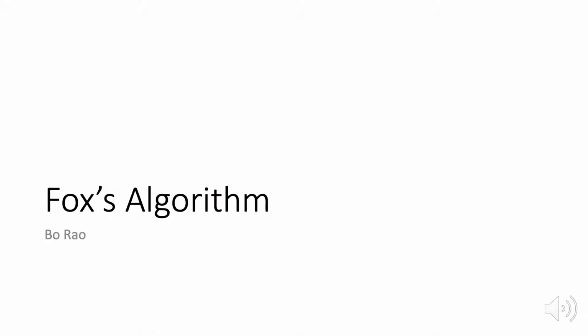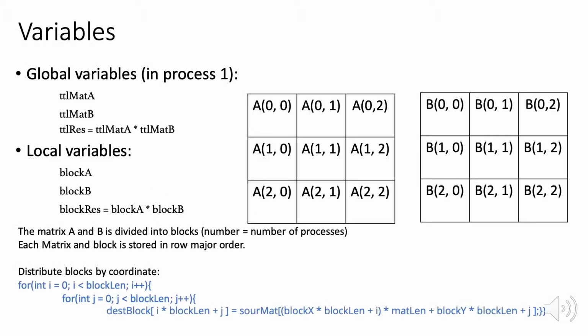Now let's talk about the Fox algorithm implemented by Borao. First, let's look at the global variable and local variable. To compute C equal to A multiplied by B, matrix A and B are divided into blocks. The number of blocks is equal to the number of processors. See the picture as an example of 9 processors.